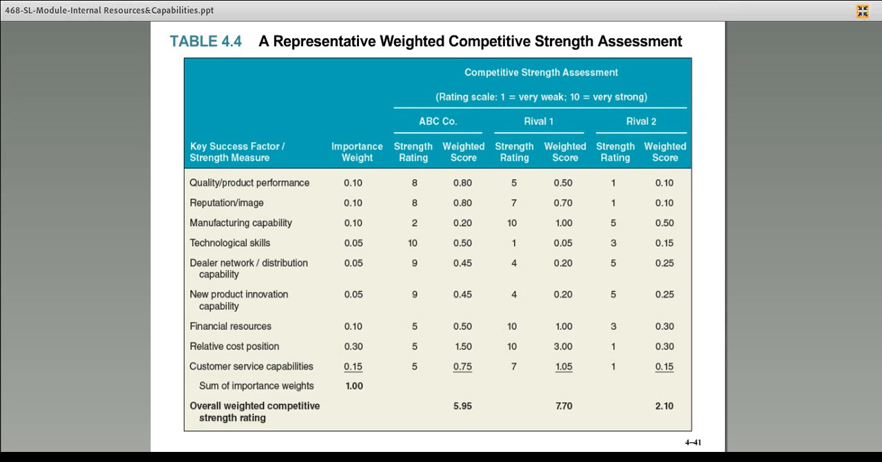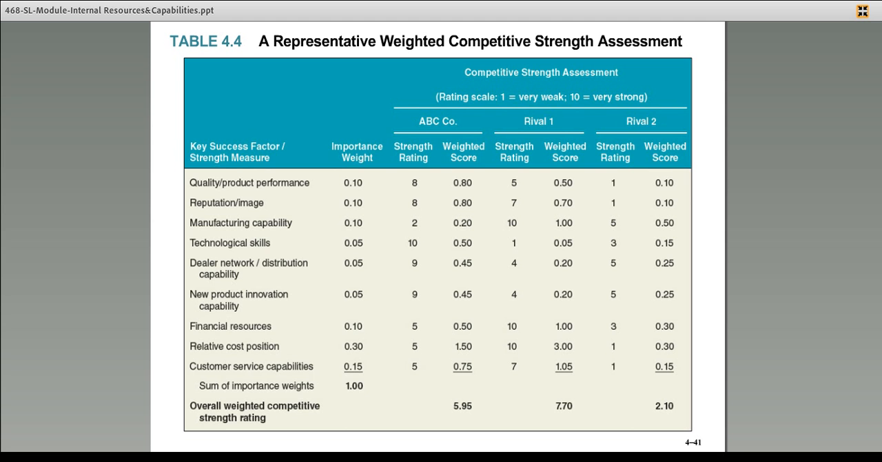Who is competing with you on quality? Who is competing with you on price? Who is competing with you on reputation or on their innovation scale? Any of these success factors. And that gives you just another way of thinking about where you fit and how you balance with your competitors.